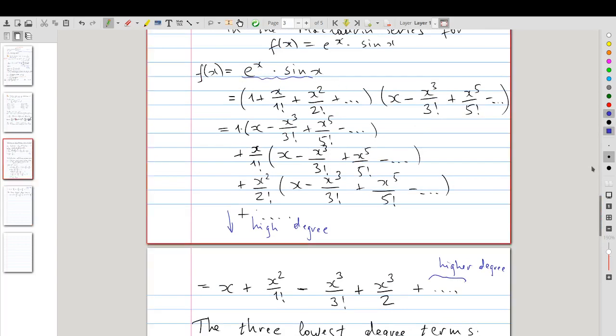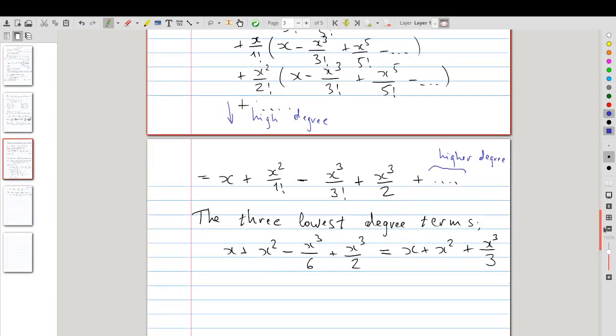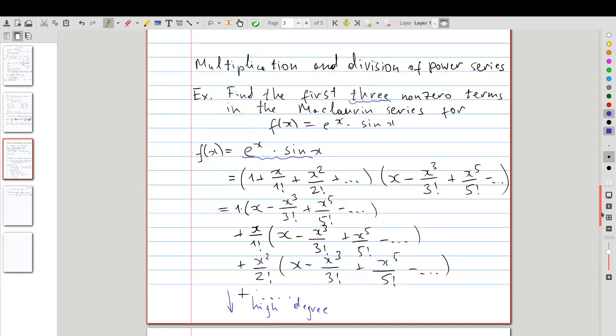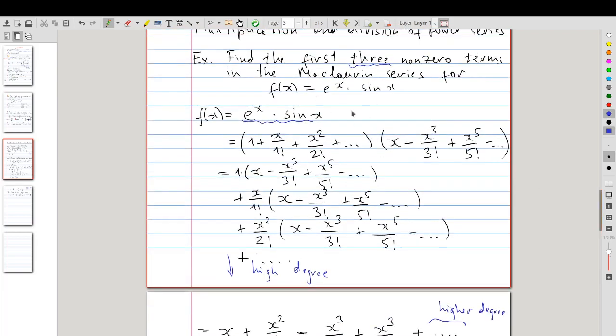Now, is this method easier than just using the definition? Well, I would argue that it's certainly not much harder. So evaluating the first several derivatives of this function is not particularly pleasant. You need to use product rule. There is no nice periodicity in terms of derivatives as we had for e to the x and sine x. So computing these two expansions is much easier than the one for this product.